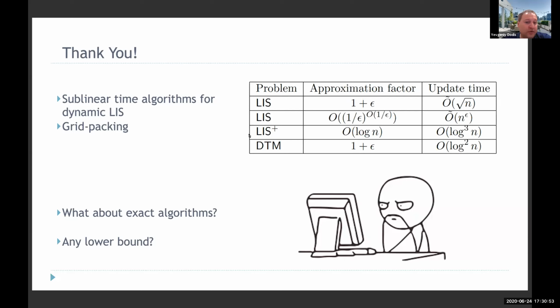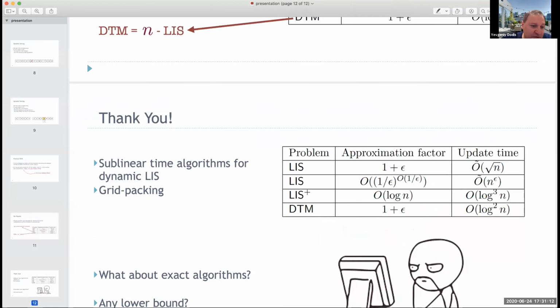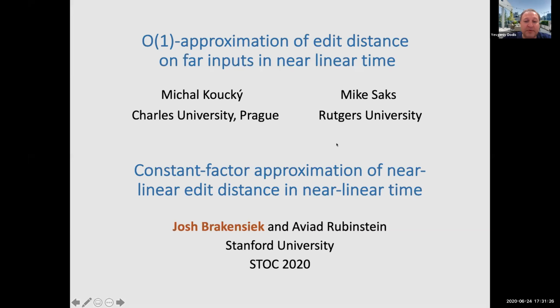All right, great. So if there are no more questions, I guess we are right on time. So then let's move. But if you have more questions, feel free to ask. We'll stick around a little bit afterwards. Let's move to the last talk of the session. It's a merger of two very related papers: constant factor approximation of near linear edit distance in near linear time, and constant factor approximations to edit distance on far input pairs in near linear time. And Joshua, the author of the first paper, will give a talk.